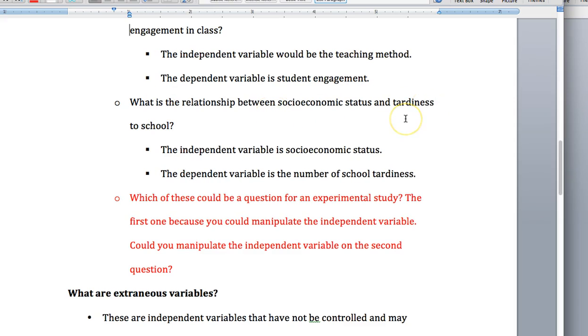I don't have a clue if there's a relationship between those two. I know it's not a cause and effect relationship. So what do you think would be the constants? What would be the same in that question? In that experiment, they would all be going to school. So that would be the constant. Now you can have more than one constant, as you will see in your assignment that you have.